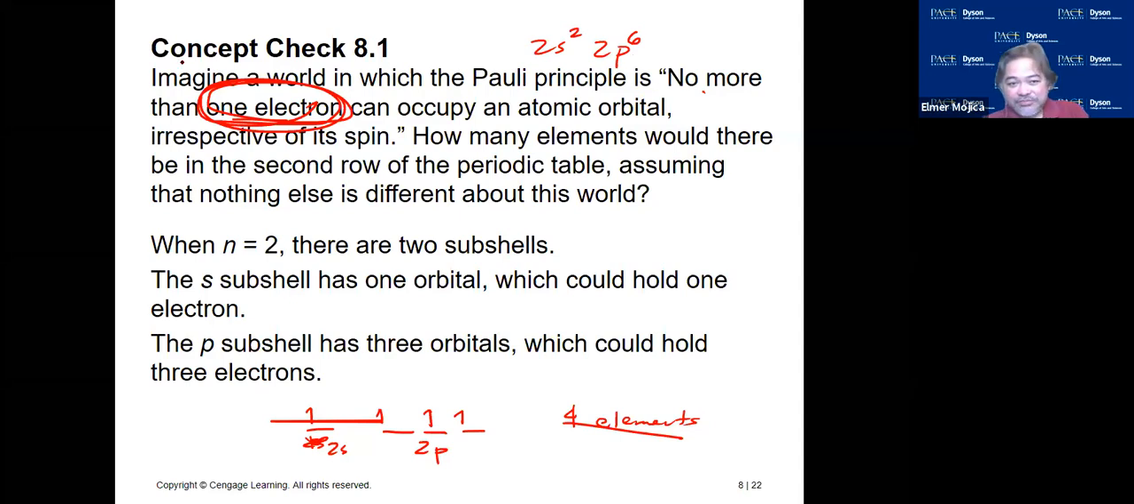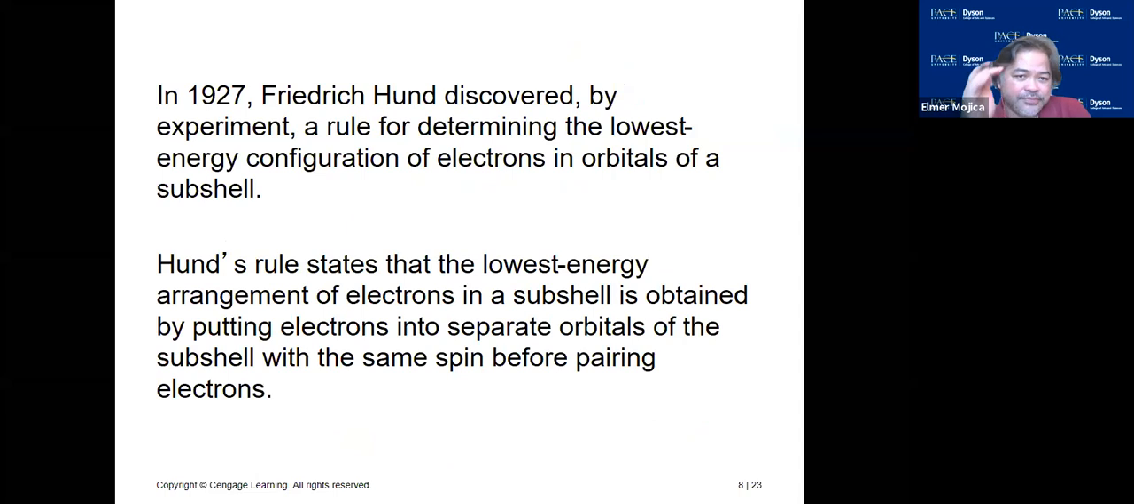But in this concept check that we have, it's just trying to understand if you really dig into the concept. So what if the Pauli principle, instead of 2, has 1. So this is how they look like. So that means you can only have 4 elements if you have that condition. Okay? Now, there's still another principle that you need to know.